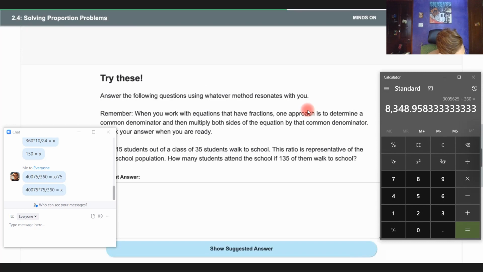Well, okay. Answer the following question using the method that resonates with you. Remember, when you work with equations that have fractions, one approach is to determine a common denominator, and multiply both sides of the equation by it. Okay.